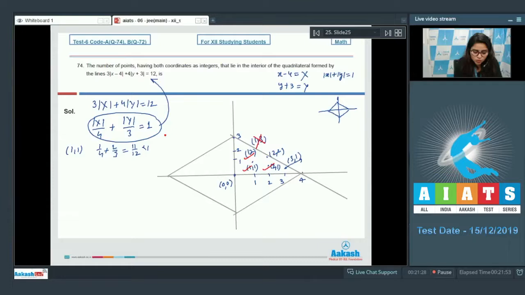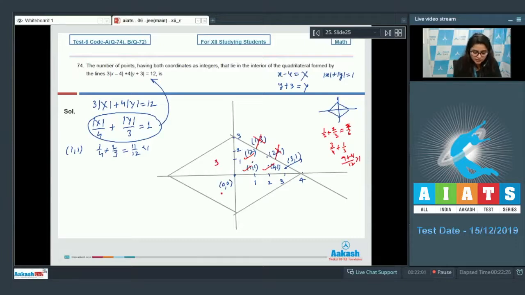Now again for 2 comma 2, this is 2 by 4 plus 2 by 3, so you can check 1 by 2 plus 2 by 3. This is your 7 by 6, which is greater than 1, so 2 comma 2 is not in your interior also. Now for 3 comma 1, this is your 3 by 4 plus 1 by 3. You can see this is 9 plus 4 divided by 12, which is also greater than 1. So only 1 comma 2, 1 comma 1, 2 comma 1, 3 points are interior of this triangle.